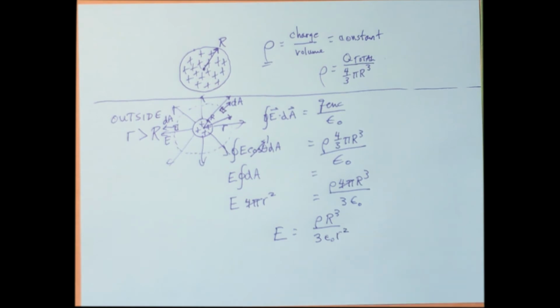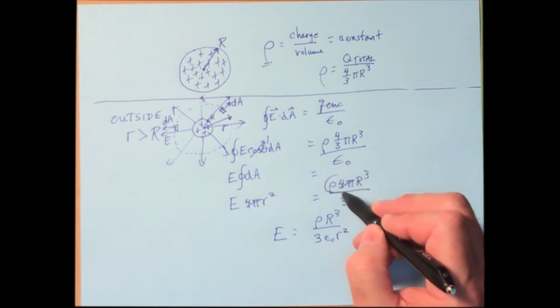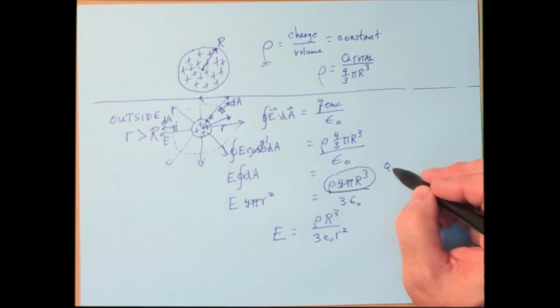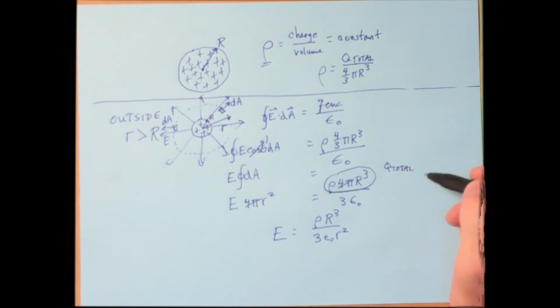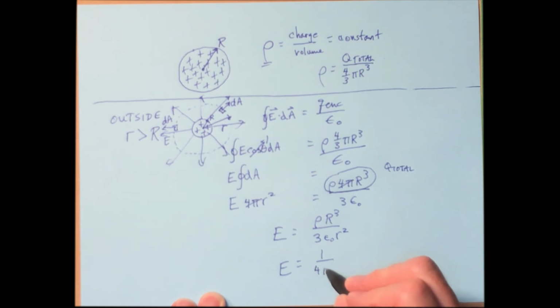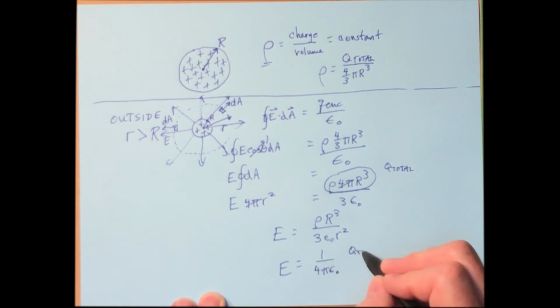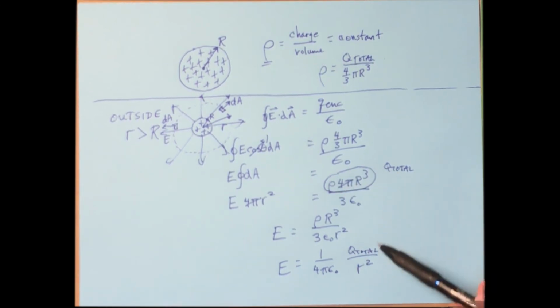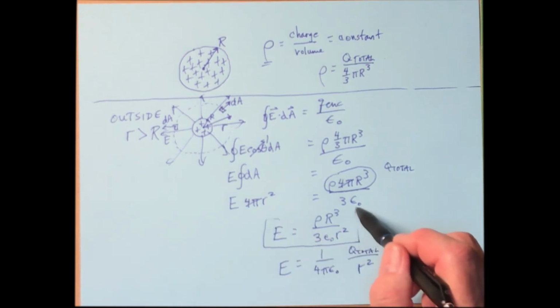All right, is that the electric field due to a point charge? And the answer is yes, it is. If I had left this right here and just called that Q total, then the 4 pi's would not have canceled, and this could have been rewritten as 1 over 4 pi epsilon naught Q total over little r squared. So all of that right there would have become this. And that's the electric field due to a point charge.